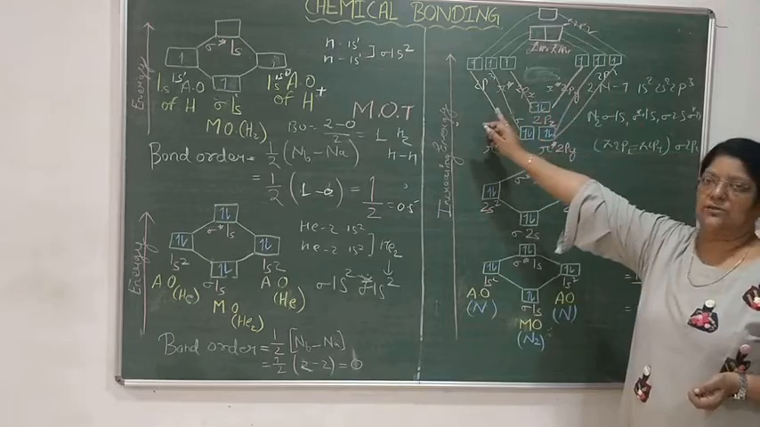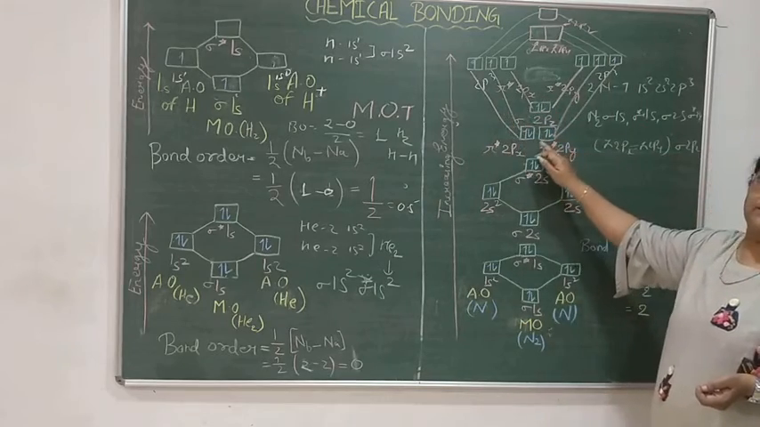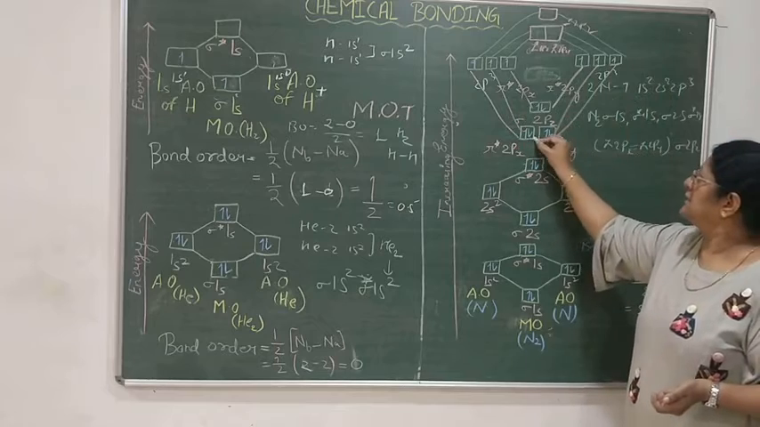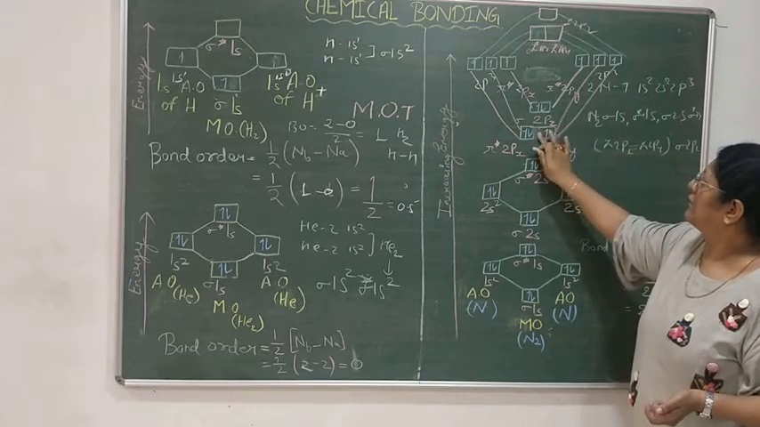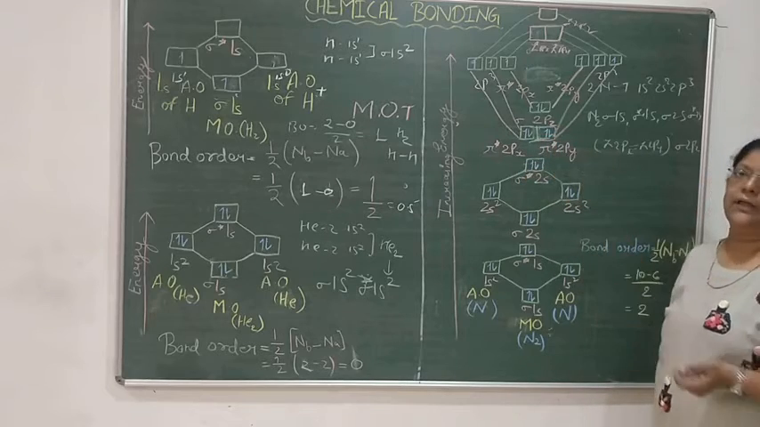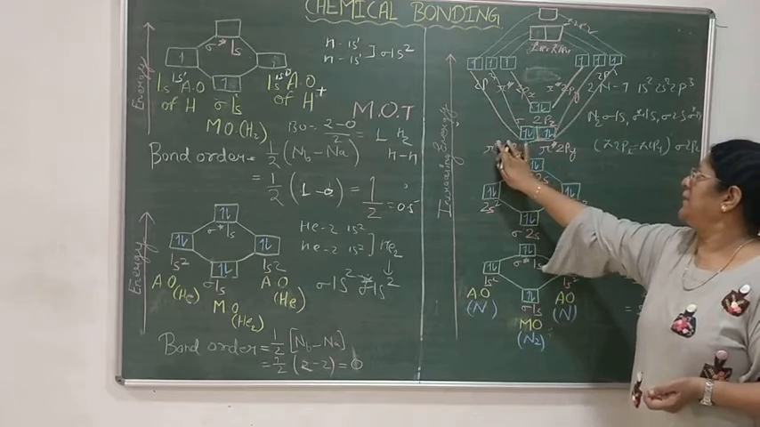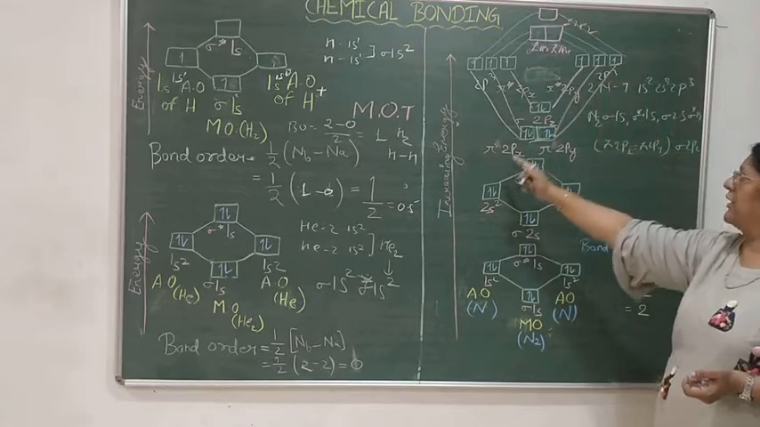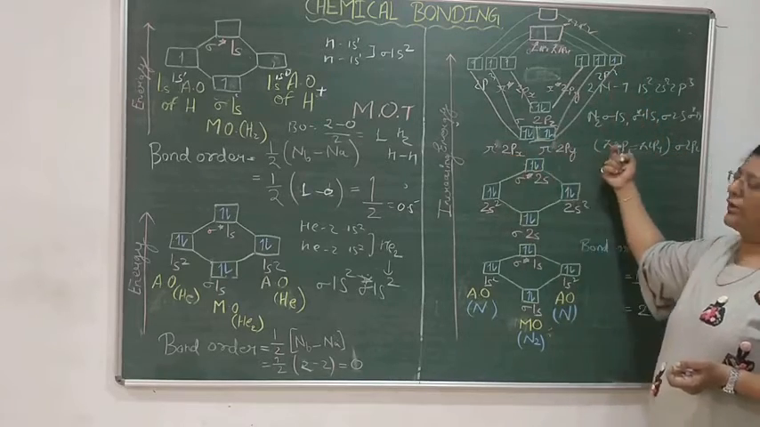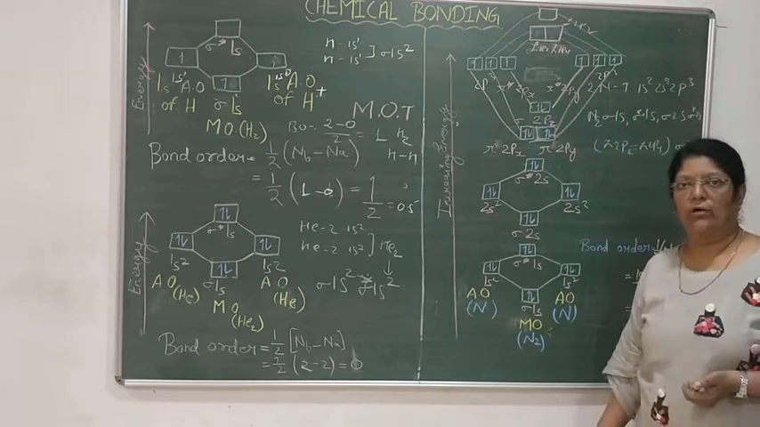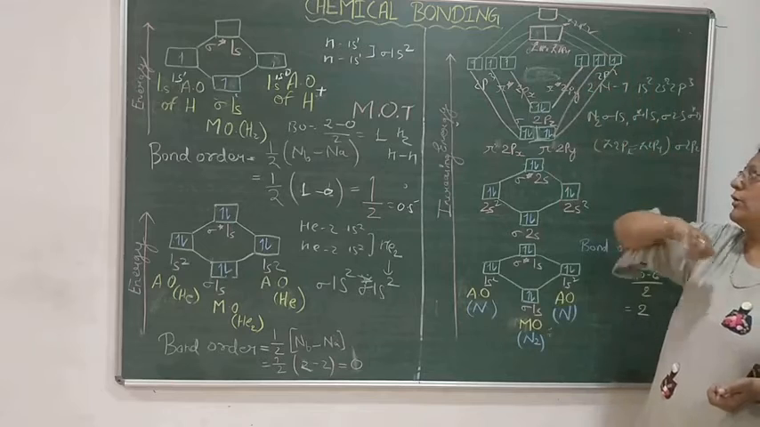Now we have 3 electrons and we have 3 orbitals, 3 on this side, 3 on that side. Now we can write in this way. One is pi 2px bonding and the other is pi 2px anti-bonding. The lower level will be the bonding orbital, the upper level will be the anti-bonding orbital.